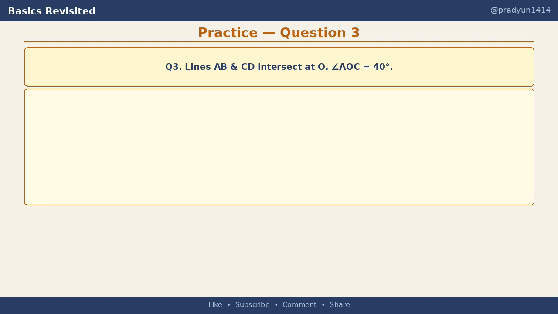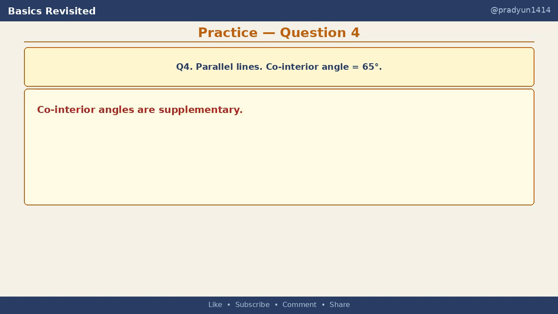Question 3. Lines intersect at O. Angle AOC is 40 degrees. Vertically opposite, angle BOD is also 40 degrees. Linear pair: angle AOD and angle BOC are each 140 degrees. Question 4. One co-interior angle is 65 degrees. Co-interior angles are supplementary. The other angle equals 180 minus 65, which is 115 degrees.